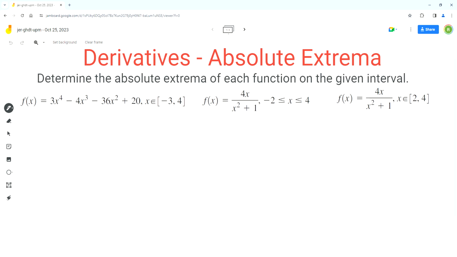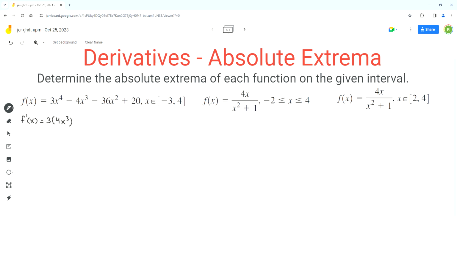So the first step is to find the derivative. We start with f prime of x. Now this function is a polynomial function, so we'll use the power rule for each term to find the derivative. In the first term, 3 is a coefficient, so 3 stays as it is, and as per the power rule, the derivative will be 4x cubed.